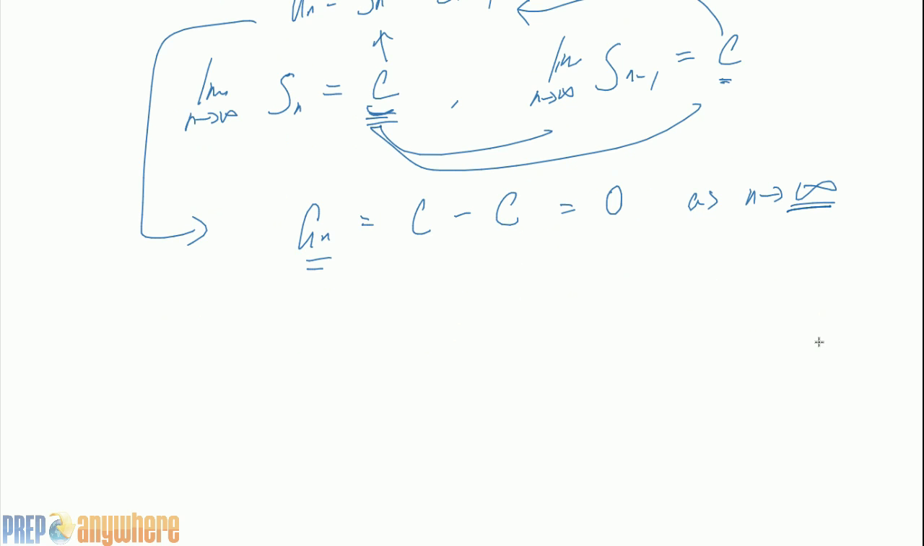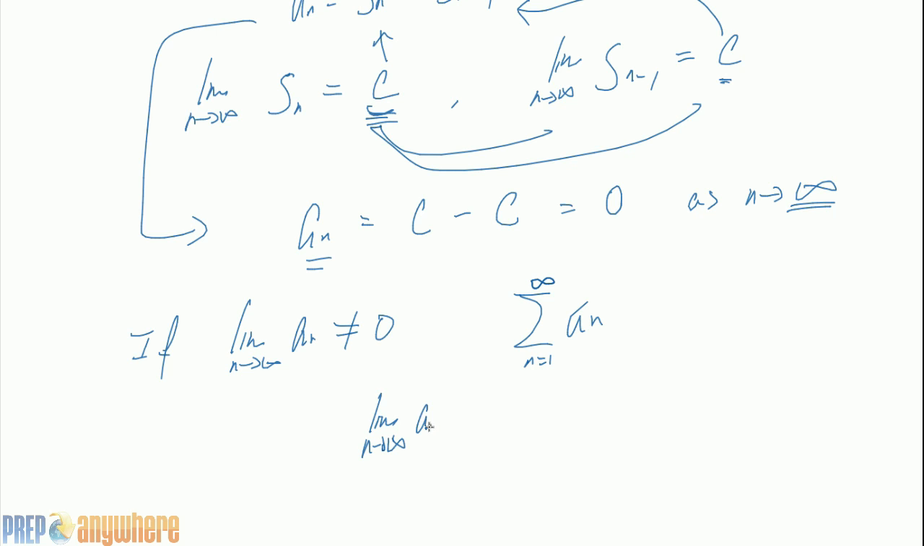Conversely though, what happens if the limit as n approaches infinity of a_n does not equal 0? So you add up to some particular constant, or even worse, infinity. What happens to this then? Right. So let's say the limit of this is approaching a particular constant.